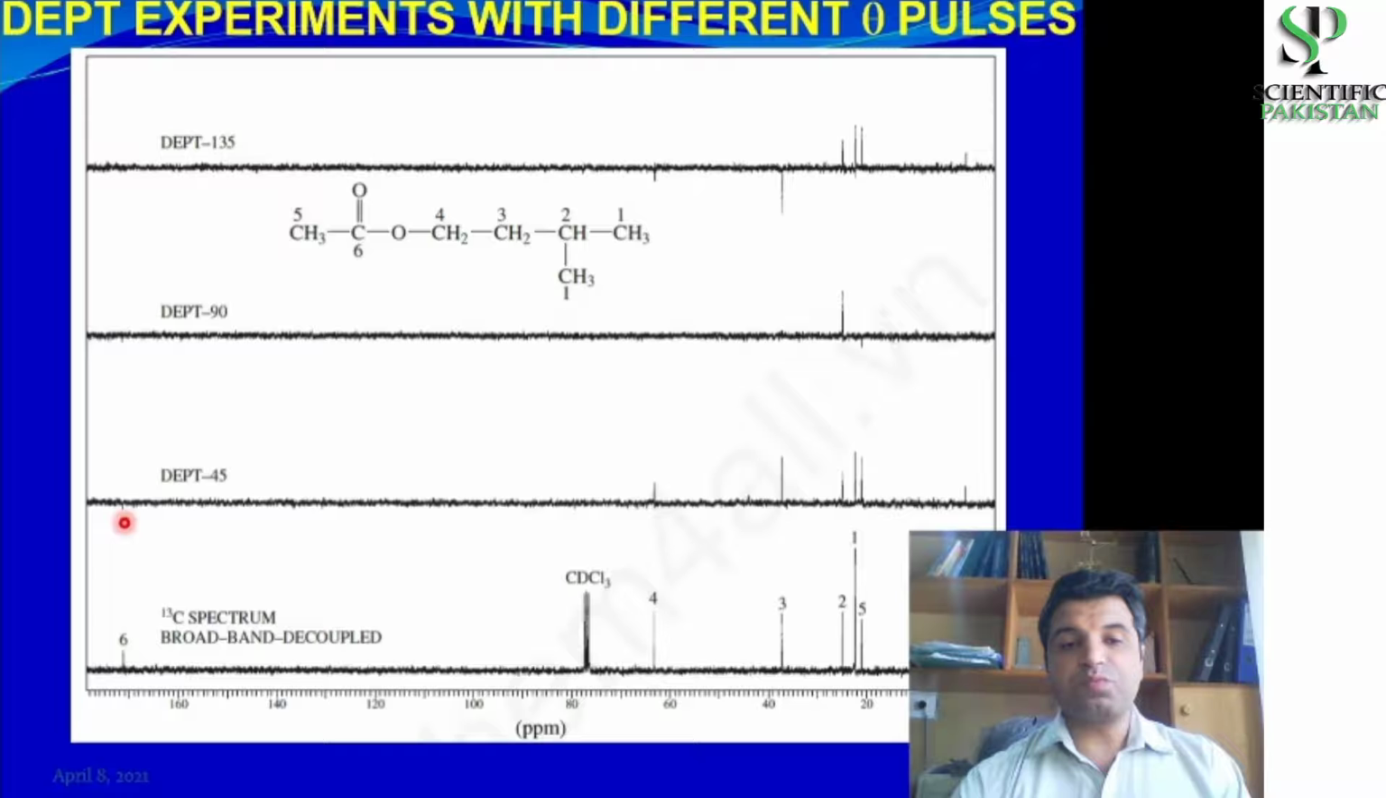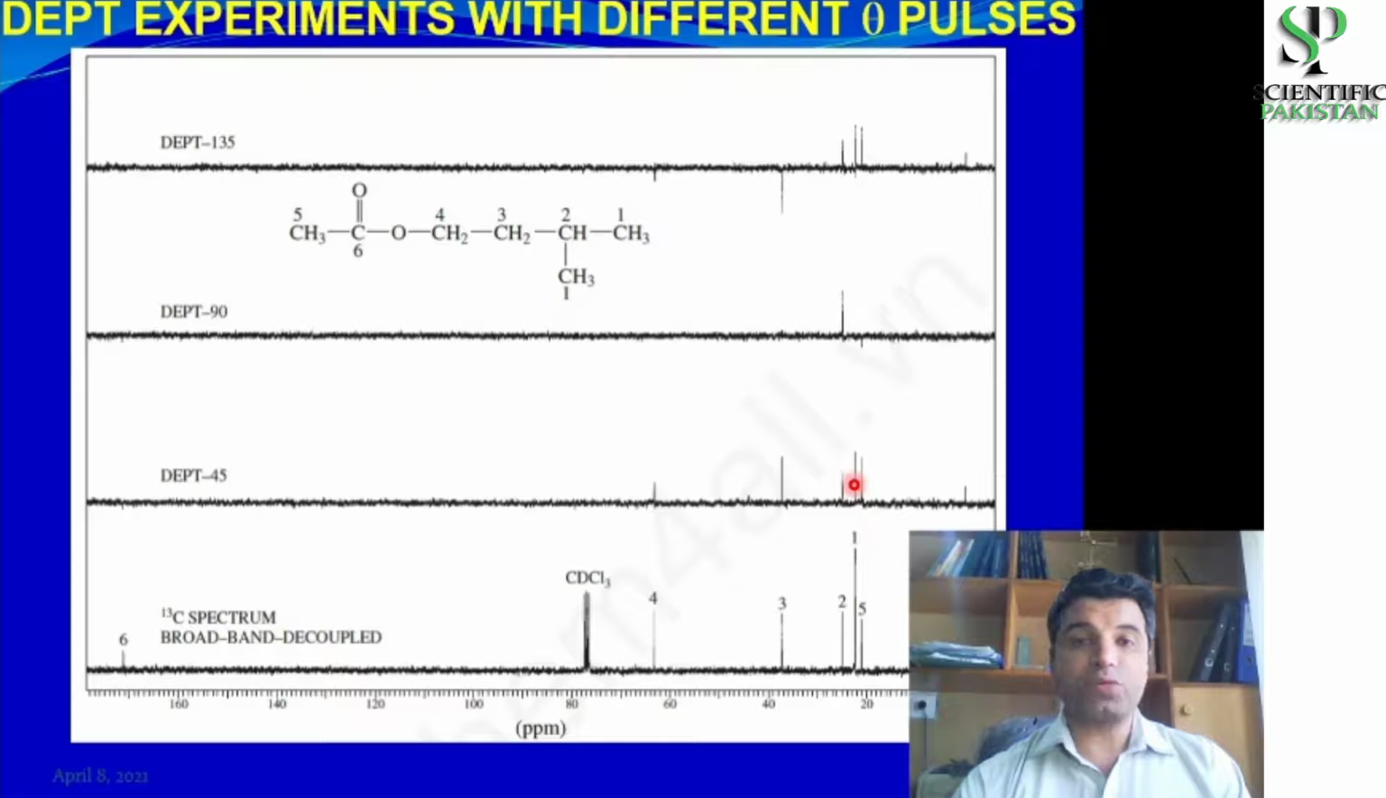This signal is missing. So you don't see any quaternary carbon in depth. That you should keep at the back of your mind, which means that this signal belongs to a quaternary carbon. So you can identify the quaternary carbon in the structure. That is your carbon number 6, so this signal belongs to carbon number 6. That is the quaternary carbon or the carbonyl carbon of the ester. The rest are CH, CH2s, and CH3.